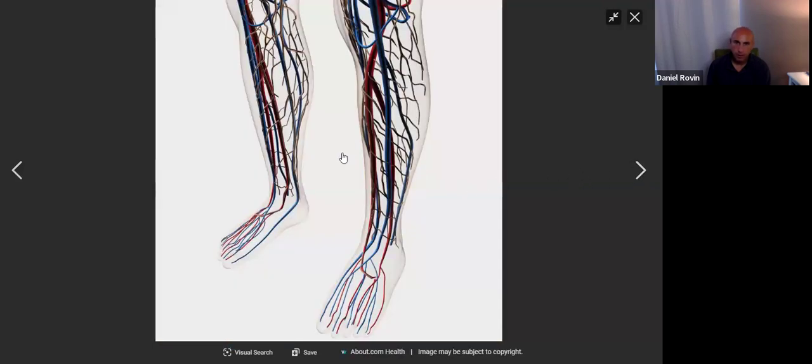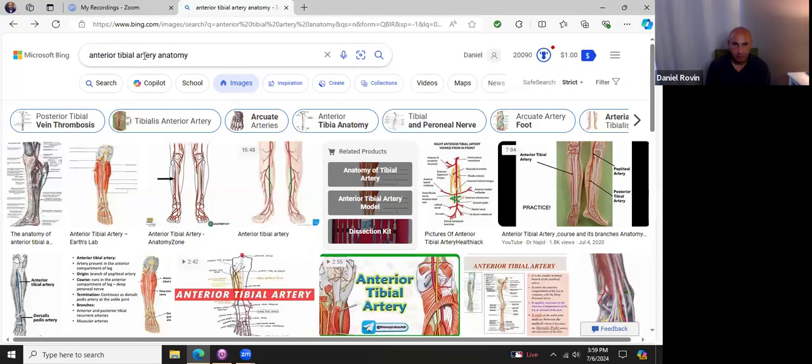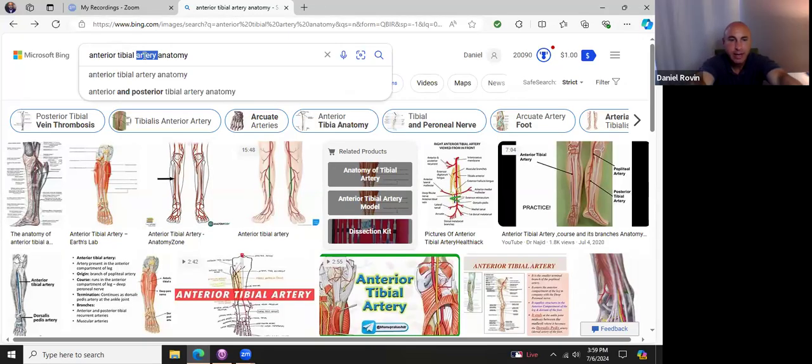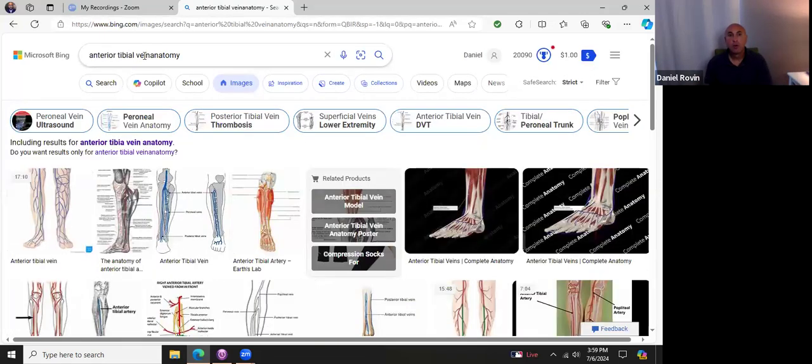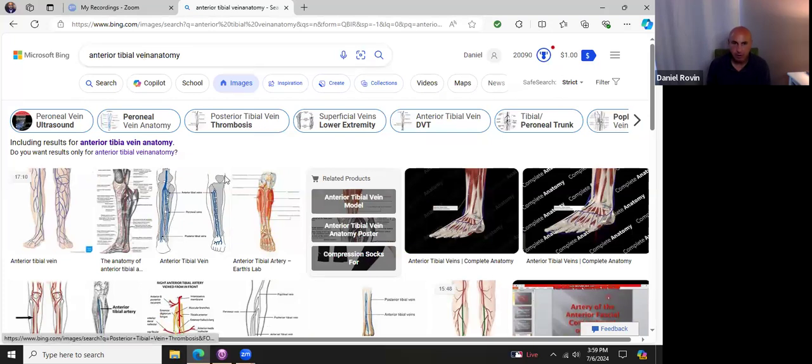All right. So this picture has arteries and veins. And this is what I want to do. I want to follow the veins now back up the leg. And look, all I have to do is change this to vein. And guess what's running up the front side of the leg with the anterior tibial artery, but it's bringing blood back to the heart.